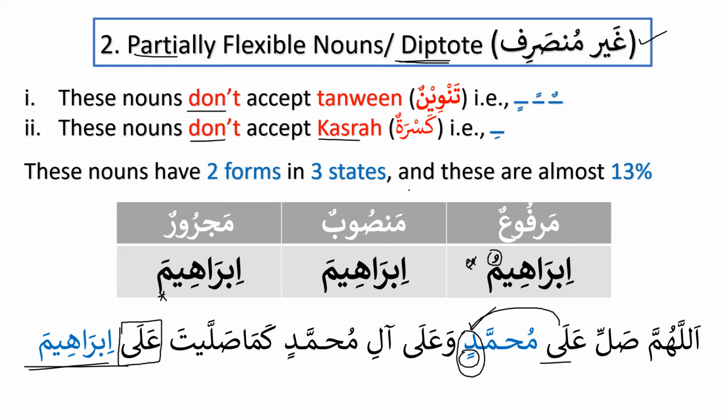You saw in the previous slide that 85% of the nouns are flexible, and almost 13% of the nouns are partially flexible, and they have two forms in three states. What are the two forms? They have dhamma, fatha, and fatha. So they have only two forms: dhamma and fatha.